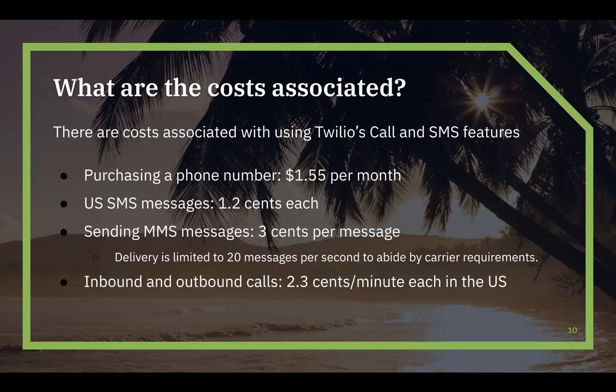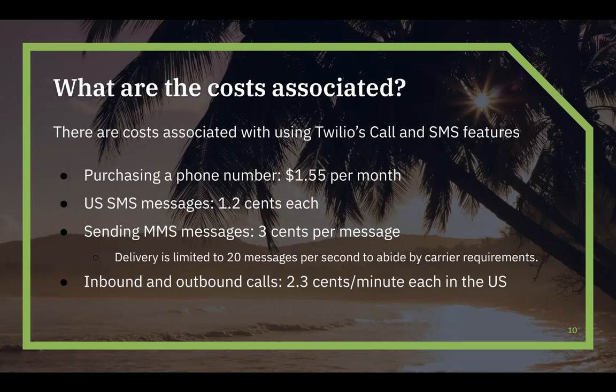Sending an MMS, which is just the elevated SMS, including the videos and the images and the GIFs into your text, costs around 3 cents per message. To abide by the carrier requirements, the delivery is limited to 20 messages per second. So it does take a little bit longer to send your messages out, but the messages will get there. The reason for the delay is just because the MMS are usually heavier messages, with the phones downloading the videos and images connected to your texts.